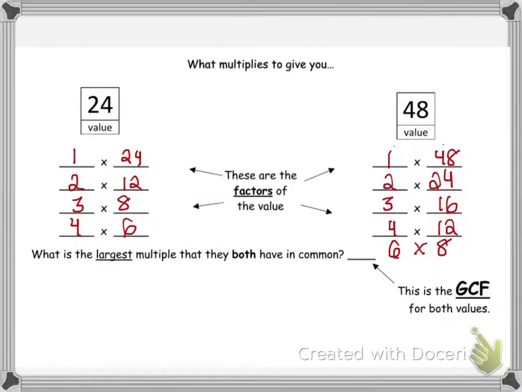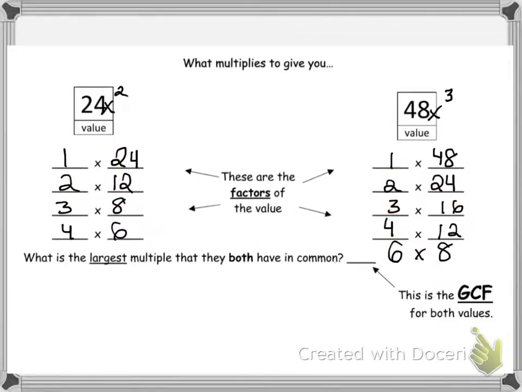All right. For the values of 24 and 48, I'm going to list out all the multiples of that, or everything that multiplies to equal 24, everything that multiplies to equal 48. Again, these are called my factors. So now I'm going to look for the largest factor that they both have in common. And the largest factor that they both have in common is 24. So therefore, 24 is considered the GCF between both values.